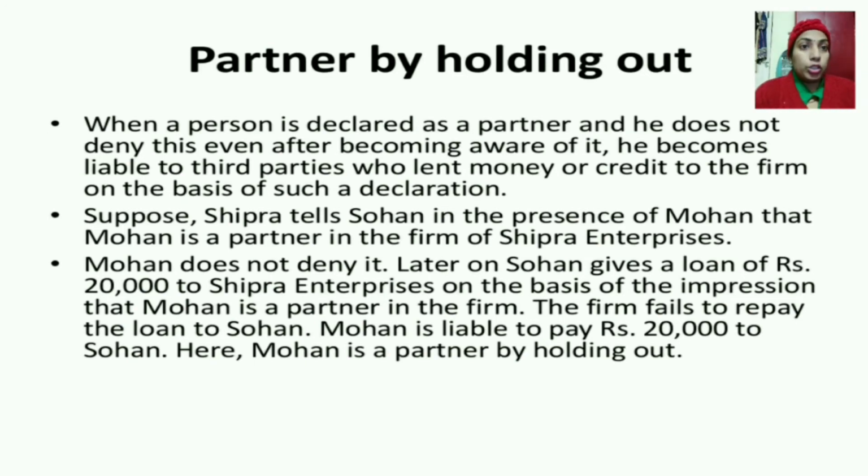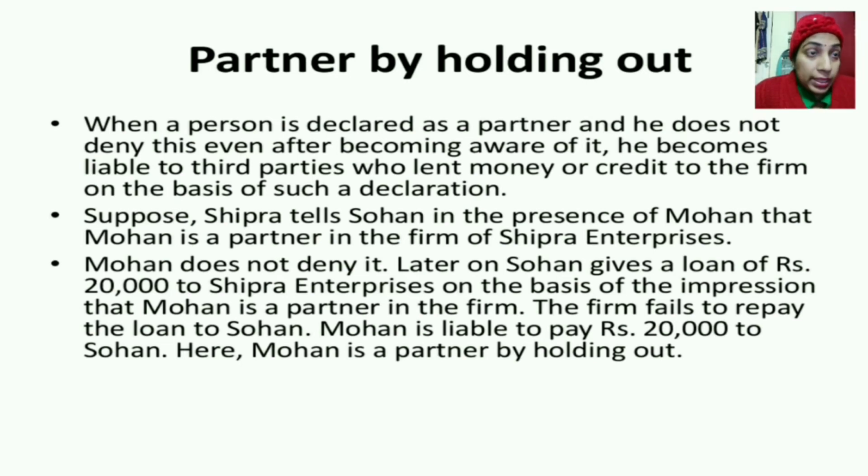Suppose Shipra tells Sohan in the presence of Mohan that Mohan is a partner in the firm of Chopra Enterprises. Mohan does not deny it. Later on, Sohan gives a loan of rupees 20,000 to Shipra Enterprises on the basis of the impression that Mohan is also part of the Shipra Enterprises. Now, the firm fails to repay the loan to Sohan. So Mohan will be liable to pay 20,000 rupees to Sohan.